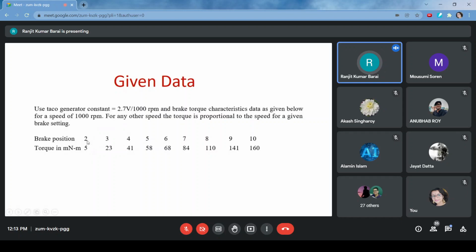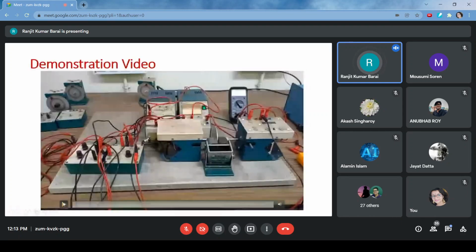Regarding the brake position also, for brake position 2, if the speed is 1000 rpm, the torque will be 5 millinewton meter. If the speed is 500 rpm, then the torque will be just half, like that. For all other positions, you can also calculate the mechanical torque in this manner. Now let me show you a demonstration video.